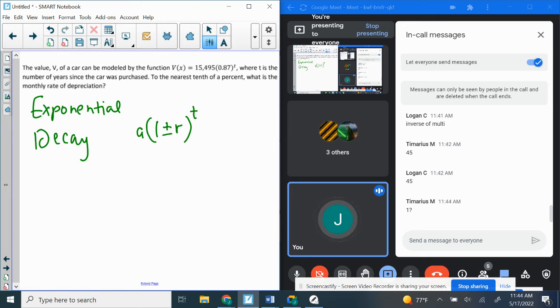All right, so if we had 15,495 goes right here, and then 0.87 is in here times T. So relative to a dollar, how did I end up at 87 cents? Did I add money to a dollar? Did I take money away from a dollar? How much did I add or take away from a dollar?